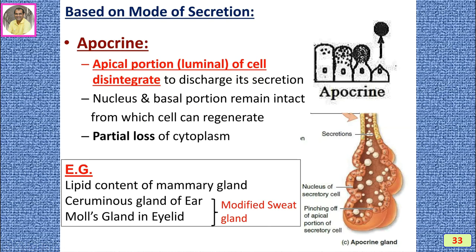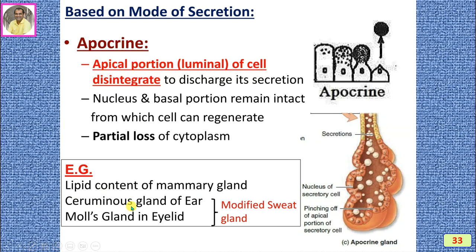And based on mode of secretion, the apocrine glands means apical portion or luminal portion of the cell disintegrate into discharge its own secretion, whereas the nucleus and basal portion remain intact from which the cell can regenerate, whereas the partial loss of the cytoplasm is also another thing. And lipid content of the mammary gland, also ceruminous gland of ear, ceruminous gland, the waxes, etc., are produced from the ear, and Moll's gland of the eyelid.